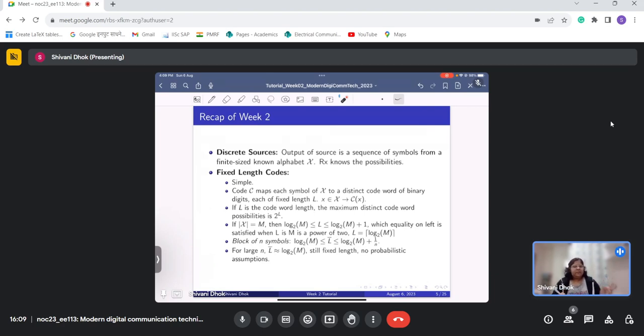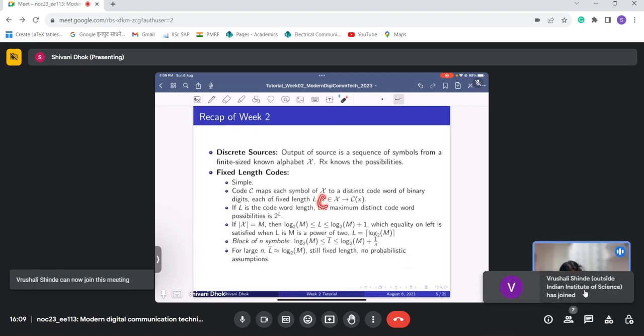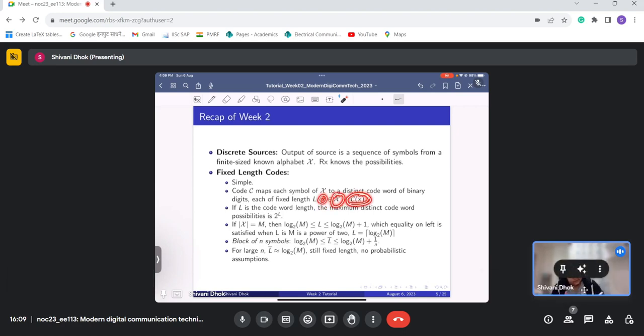That can be done in two ways. The first way is to go for fixed length codes, and the other is variable length codes. The first topic that was touched was fixed length codes. It is very, very simple to do. Each and every symbol in that alphabet is assigned a fixed length binary string. For some symbol X in this alphabet, the code assigned to it is given by C of X, where C stands for the code.